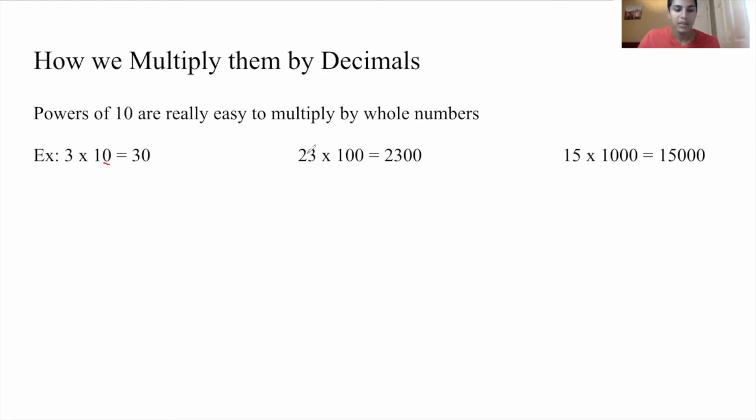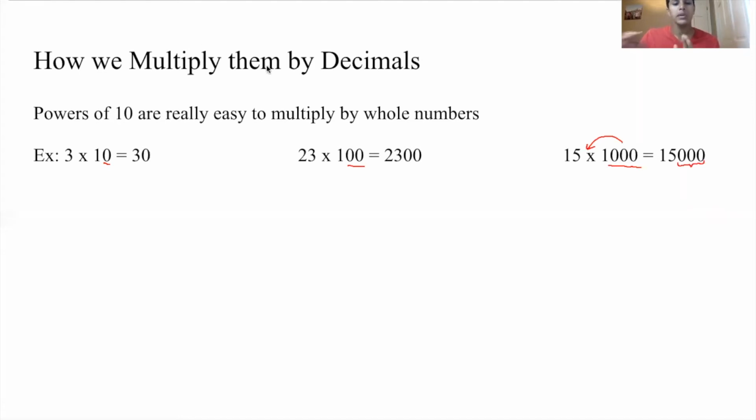If I see that I'm multiplying 23 by 100, 100 has 2 zeros, so I add 2 zeros to 23, which gets me 2300. And if I'm multiplying 15 by 1000, then I see 1000 has 3 zeros, so I add 3 zeros to the 15, which gets me 15,000. And here are the 3 zeros right here.